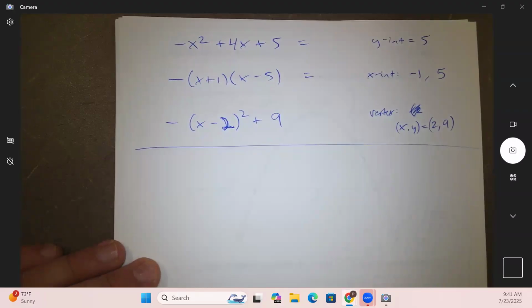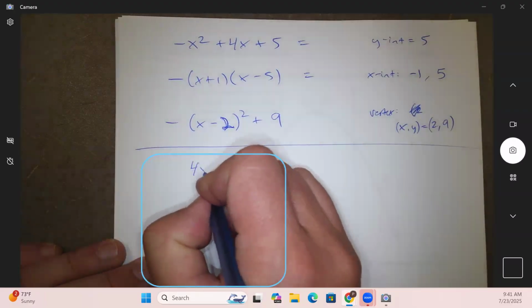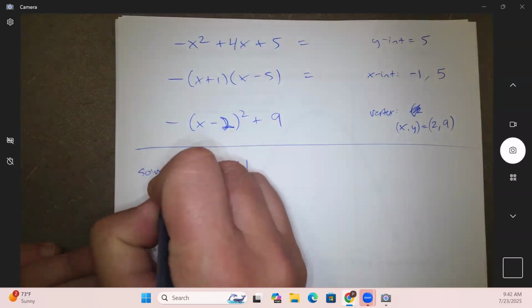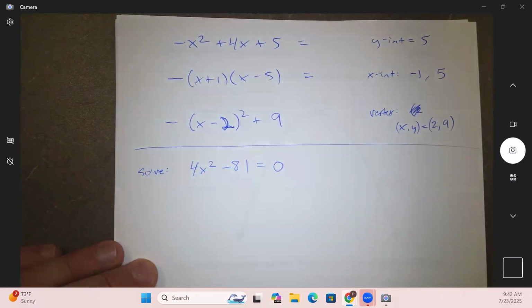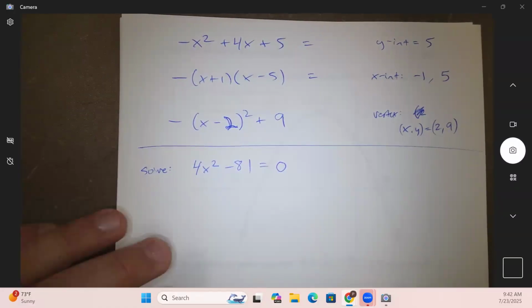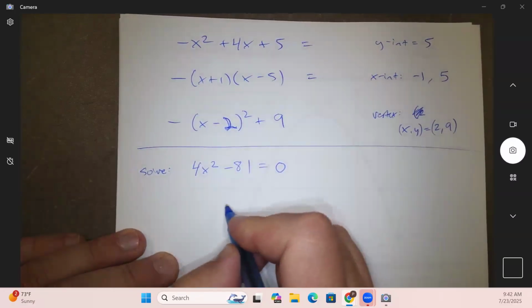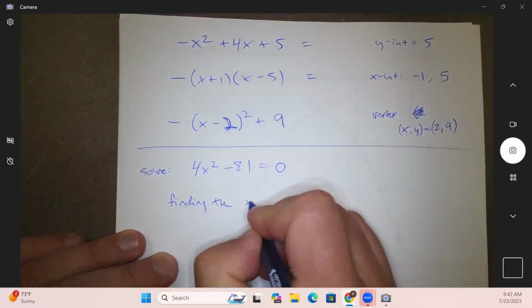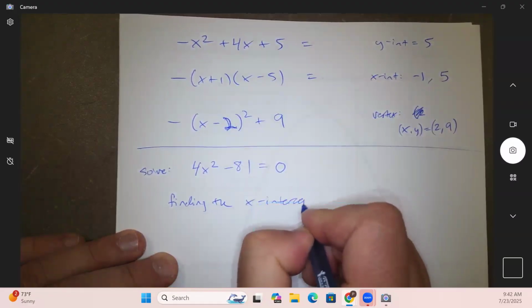All right, with that in mind, let's come back to 4x squared minus 81. I want to solve 4x squared minus 81 equals 0. And we did that with the box method. It was a little clunky. You had to recognize you could write 4x squared as (2x) quantity squared. If we do this graphically, though, we're really finding the x-intercepts.